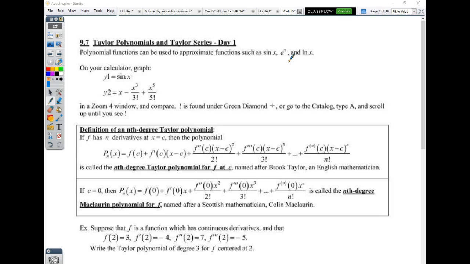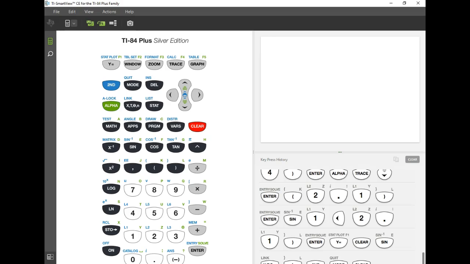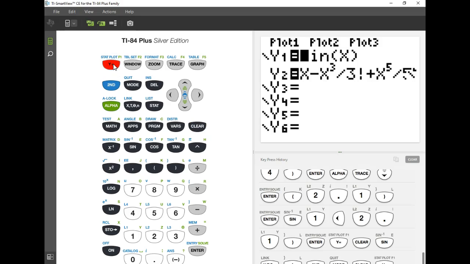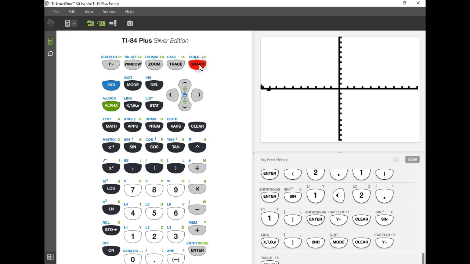So what I have here is, I have already placed in my calculator, there it is, y1 equal to the sine of x, and in my y2, I have placed x minus x cubed over 3 factorial plus x to the 5th over 5 factorial. All right? So what winds up happening if I do that, and if I look at the graphs, is we get, of course, the sine of x, which is nothing particularly interesting. What gets interesting is this upcoming part.